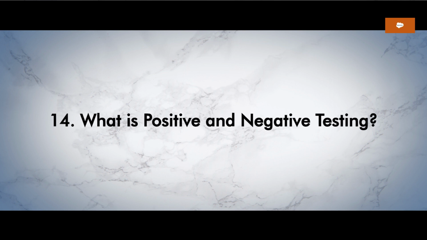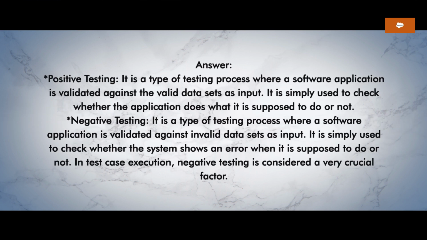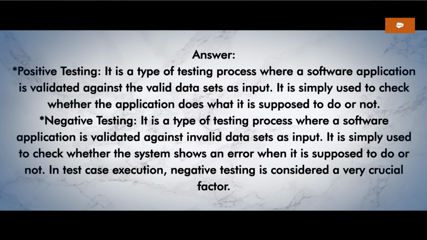14. What is positive and negative testing? Answer. Positive testing. It is a type of testing process where a software application is validated against the valid datasets as input. It is simply used to check whether the application does what it is supposed to do or not. Negative testing. It is a type of testing process where a software application is validated against invalid datasets as input. It is simply used to check whether the system shows an error when it is supposed to or not. In test case execution, negative testing is considered a very crucial factor.